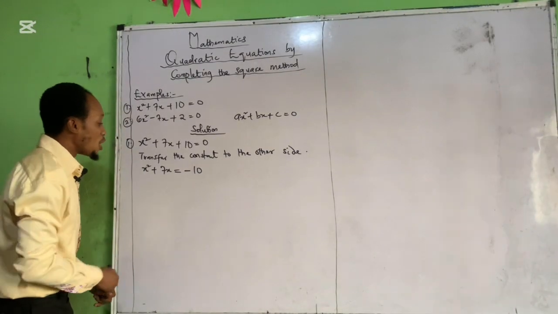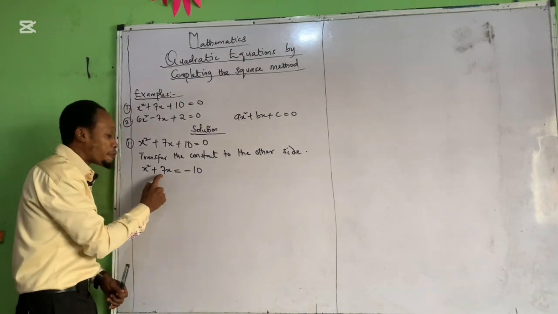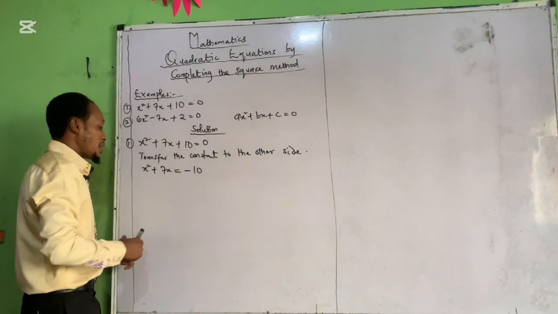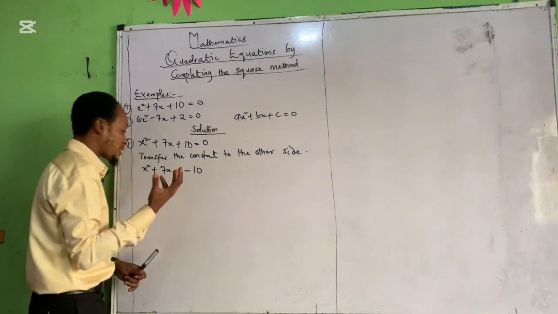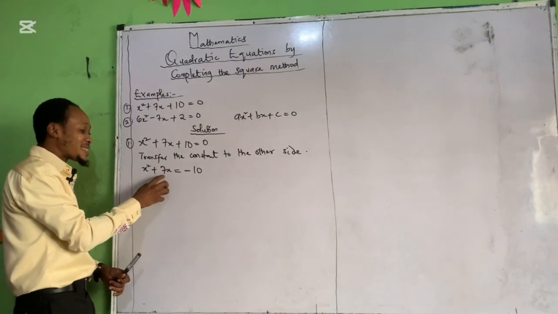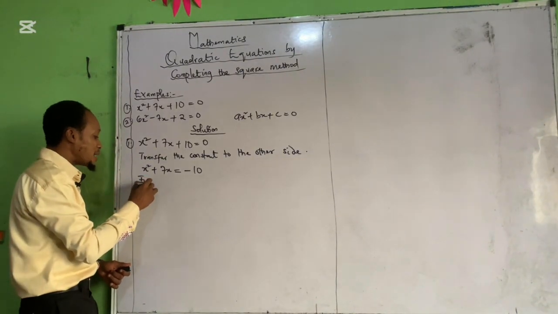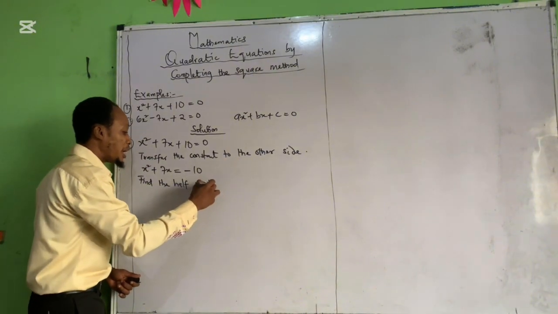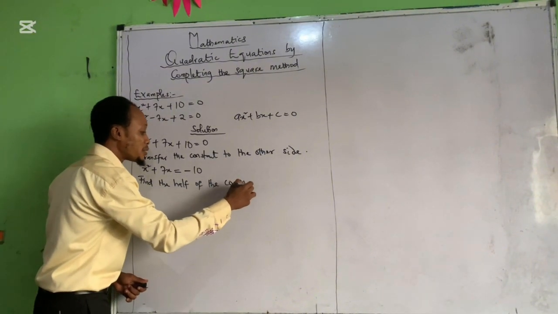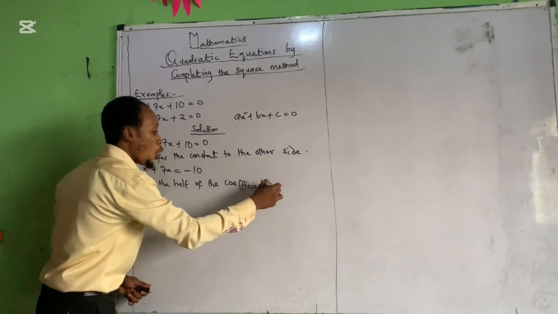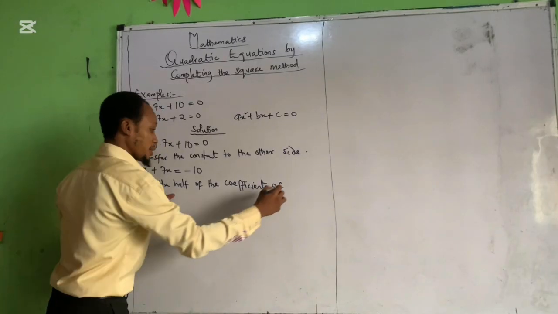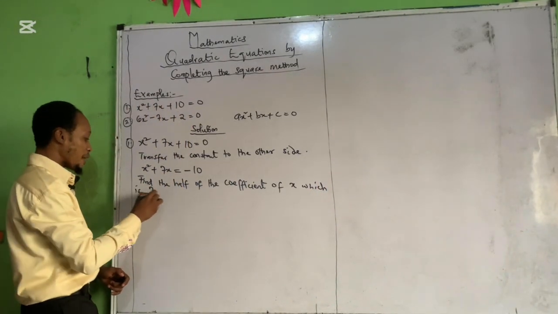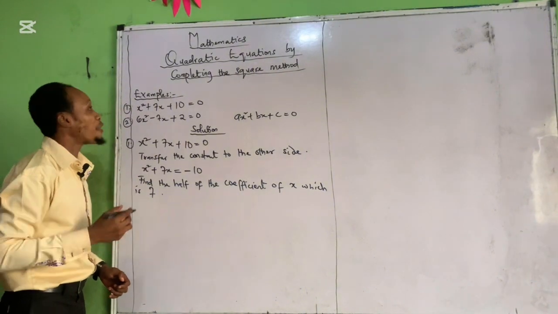And the next step is we are going to find the half of the coefficient of x. Now the first thing is, what is the coefficient of x? The coefficient of x is 7. Now find the half of the coefficient of x, which is 7. Now how do you find half of a number?